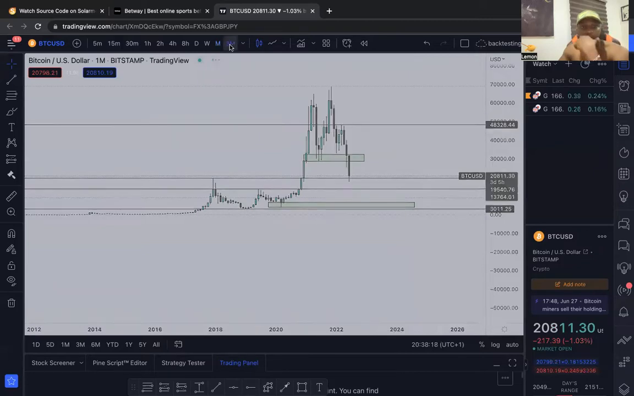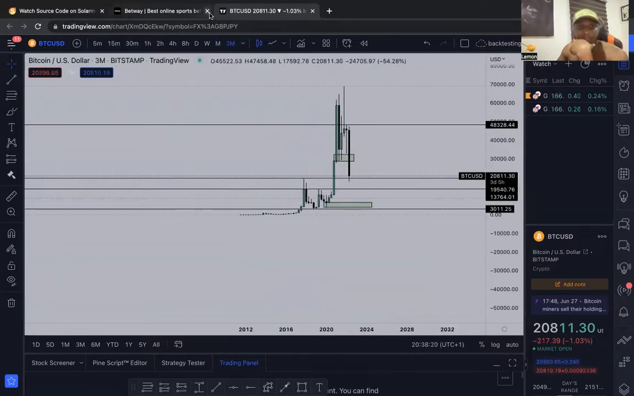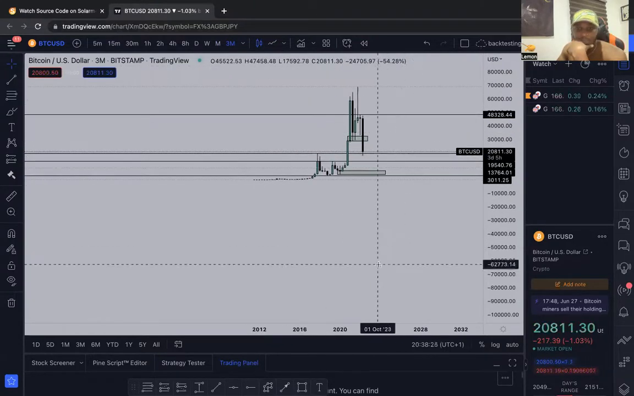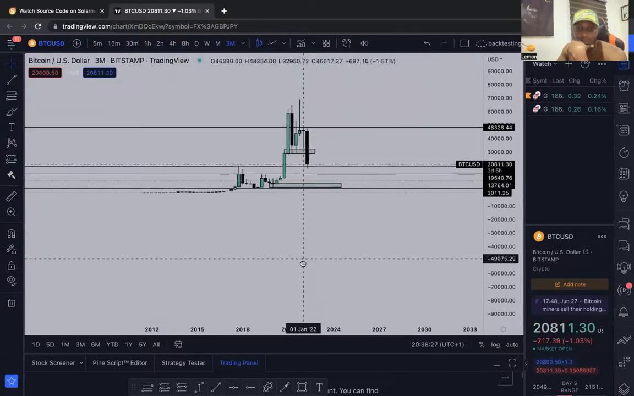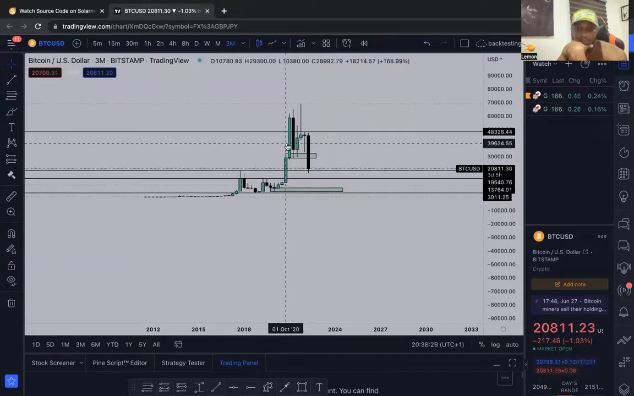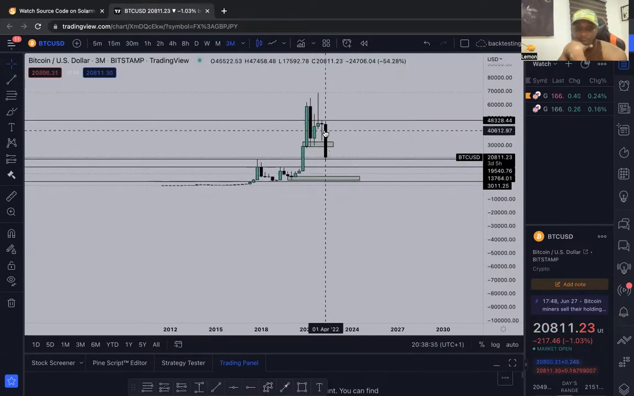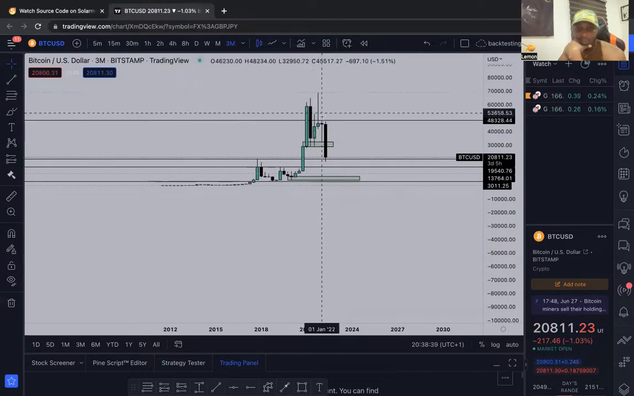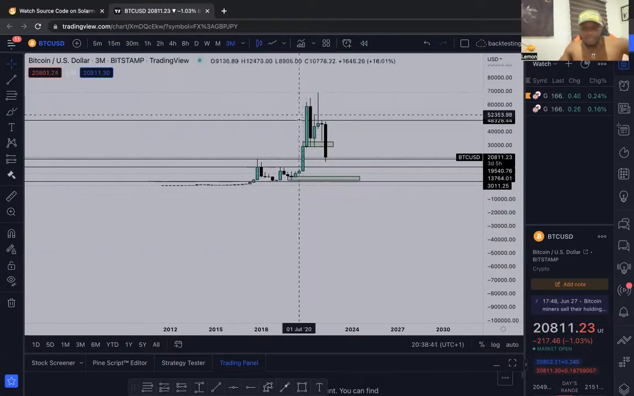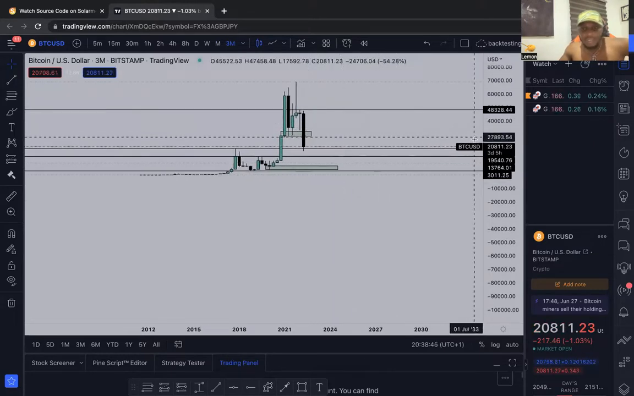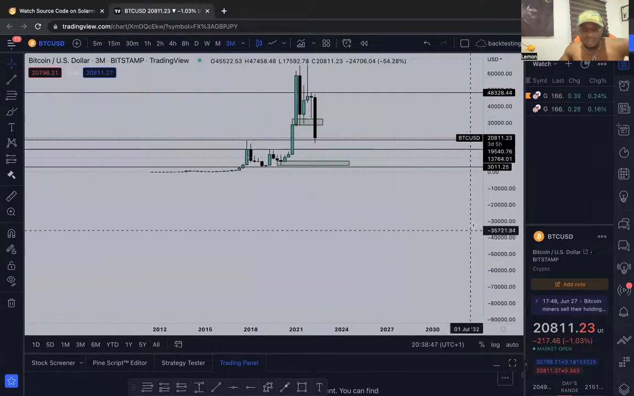So let's go to 3 months and check. This is 3 months, so every 3 months equals one candle. You can see how we are rejecting at this zone, and this bear candle engulfed all of this bullish candle and all the bullish candles at this zone. So we definitely need that.